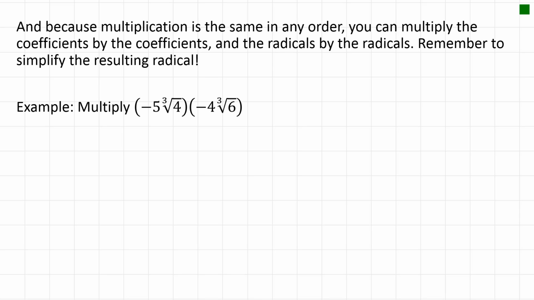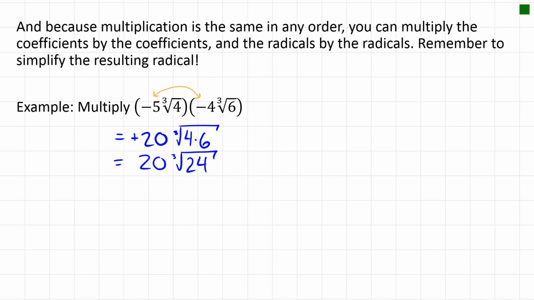So here's an example. If I have negative 5 cubed root 4 times negative 4 cubed root 6, I want to go ahead and multiply. Well, I'm going to multiply the coefficients first. Negative 5 times negative 4 is positive 20. And then I'll multiply the radicals together. Because they have the same root, which is a cubed root, I have 4 times 6 underneath the cubed root. So that would be 20 cubed root of 24.